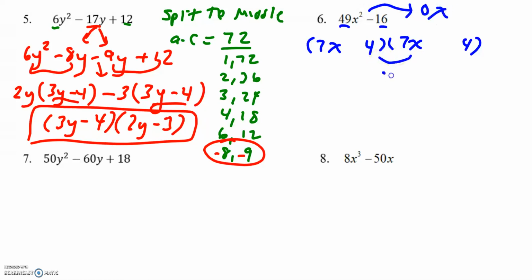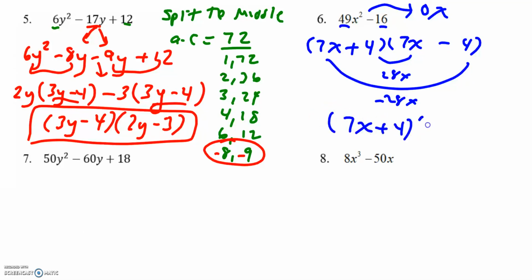How do I get a middle term of 0x? Well, here I have a 28x, and here I have a 28x. How do I get these 28s to combine to be 0? Well, one needs to be positive and one needs to be negative. So I'd have a plus and a minus. So my answer written more neatly will be 7x plus 4 and 7x minus 4.